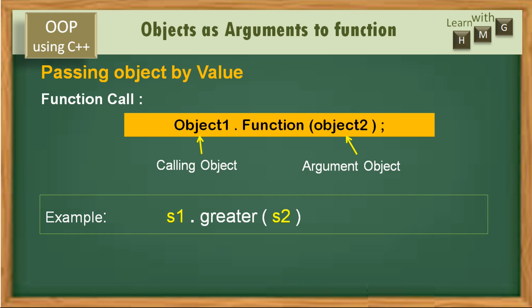For example, s1 dot greater within brackets s2. So here s1 is calling the greater function and that's why it is the calling object, while s2 is passed as an argument to the greater function, that's why it is the argument object. So like this, whenever you are calling any member function by passing object by value, then you will require two objects, minimum two objects. One is calling object and second is argument object. Argument object may be one or many.